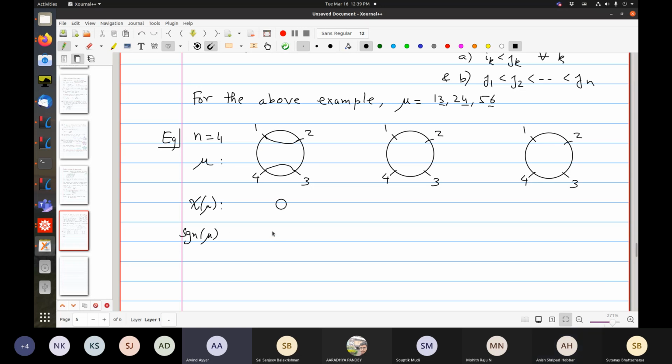So this has 0 crossing, so the sign is plus 1. Then I'll match 1 to 3 and 2 to 4. This has 1 crossing, and the sign is minus 1. And then I match 1 to 4, then 2 to 3. So again 0 crossing. And that's all. Because 1 can be matched to 3 people, and that forces the other ones.